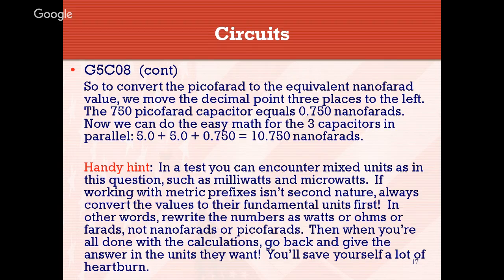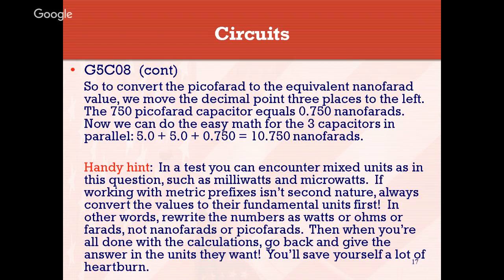So you move the decimal point 3 places to the left. The 750 picofarad capacitor is now equal to 0.750 nanofarads. So now you can easily do the math of the 3 capacitors that are in parallel simply by adding the 5 nano and the 5 nano plus the 0.750 nano. You come up with 10.750 nanofarads.